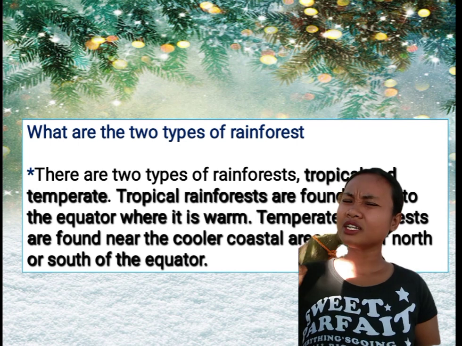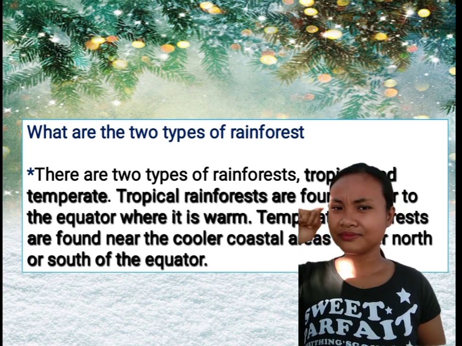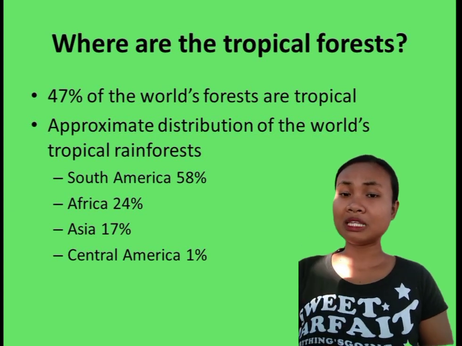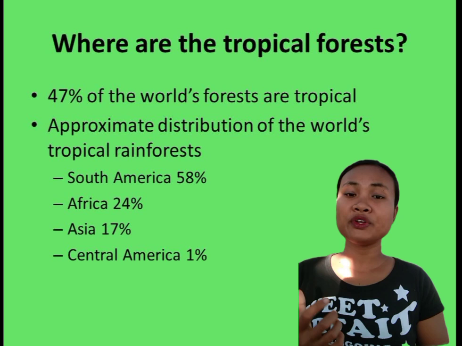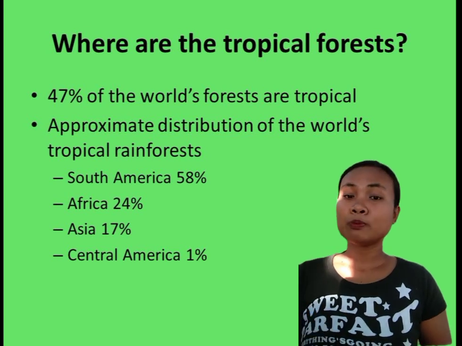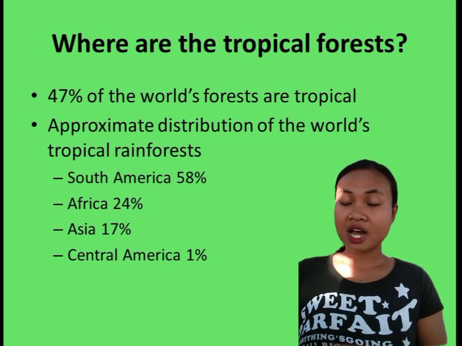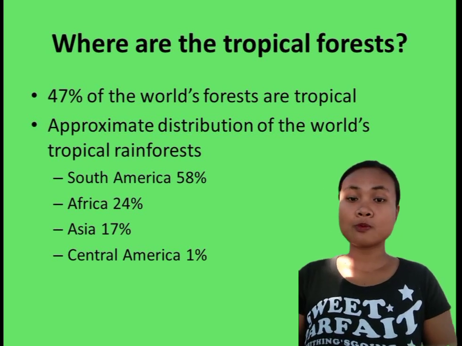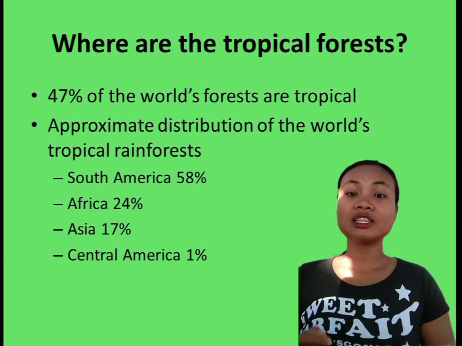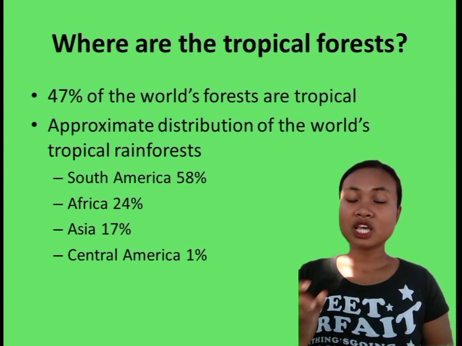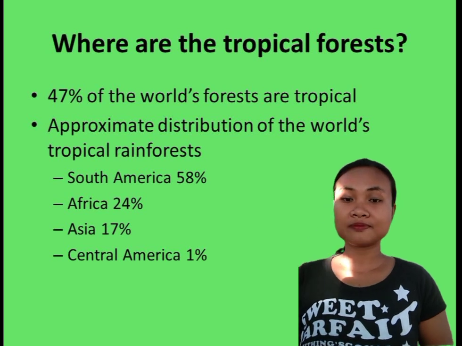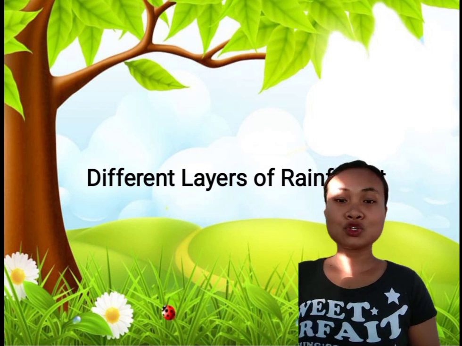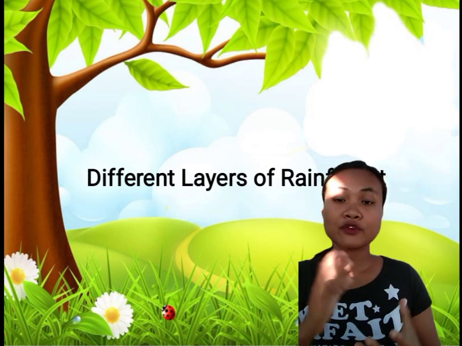So, where are the tropical forests? 47% of the world's forests are tropical. Approximately, the distribution of the world's tropical rainforests is South America, where it is 58%, Africa 24%, Asia 17%, Central America 1%. Now that we know the types of rainforests, let's get through the different layers of rainforest.